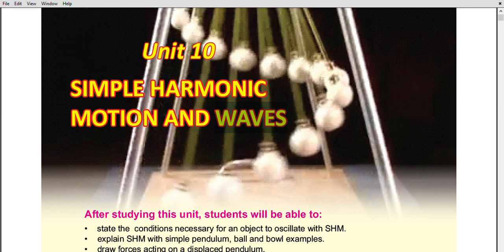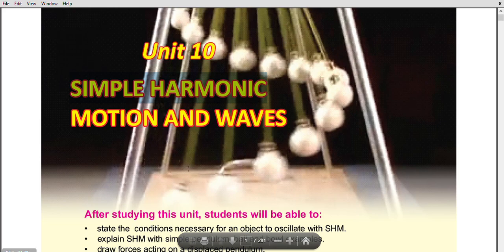So the word simple harmonic is new to you, but it will not be new when you come to know the details of this chapter. You will know that this is not a new word to you, but the terminology is new to you. Understanding will not be new.